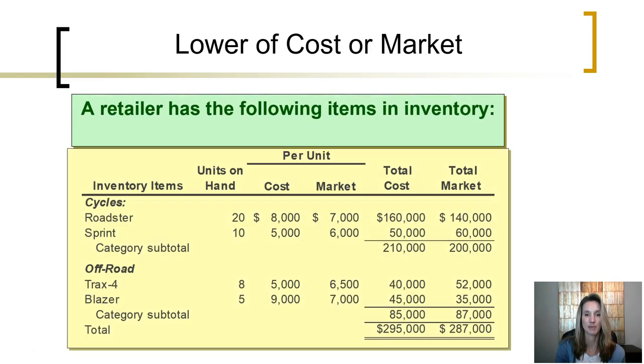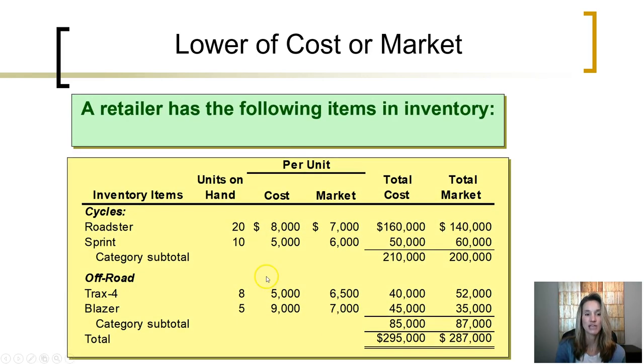Looking at this following example, a retailer reports these items in their inventory. They have two categories of inventory, cycles and off-roads. And within each of those categories, they have two different types of inventory items. So first, when we are looking at what inventory is on hand, we can see the number of units of each inventory item, the cost or what the company had paid for each of those units, and what the current replacement cost is, or what the current market value is of the inventory.